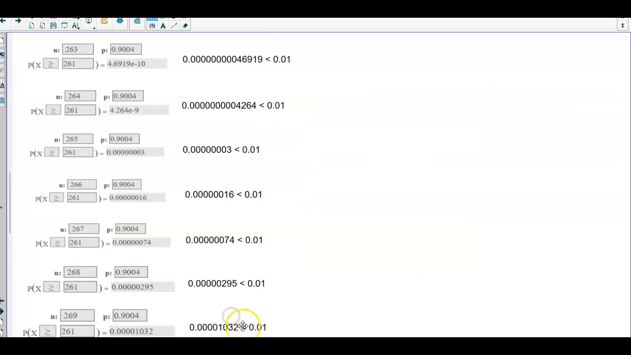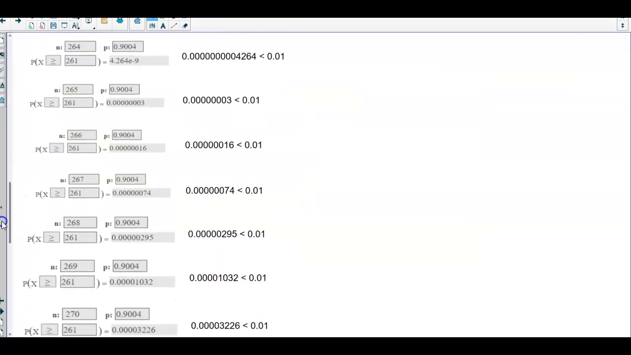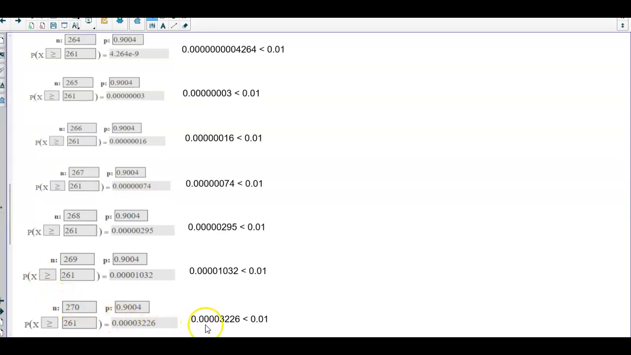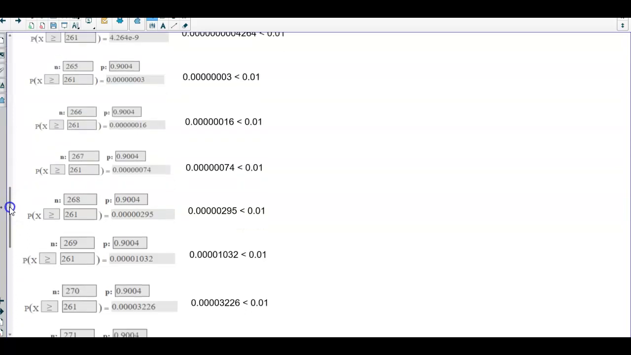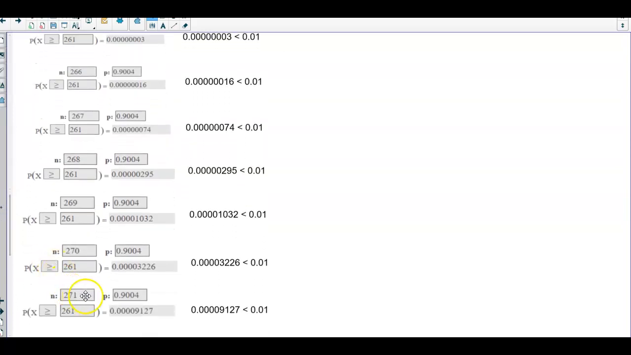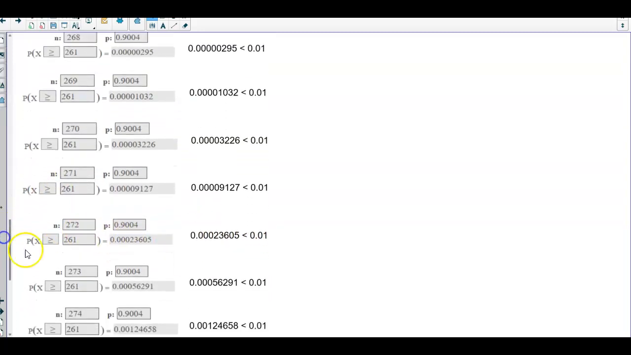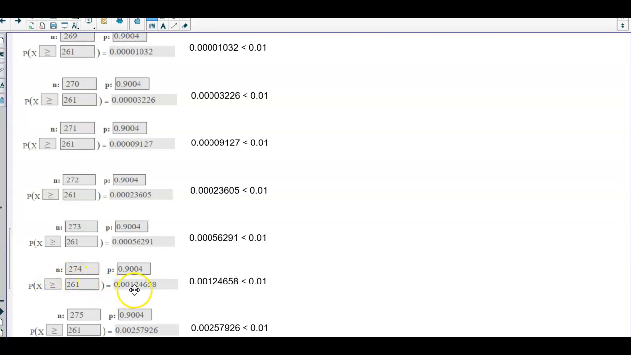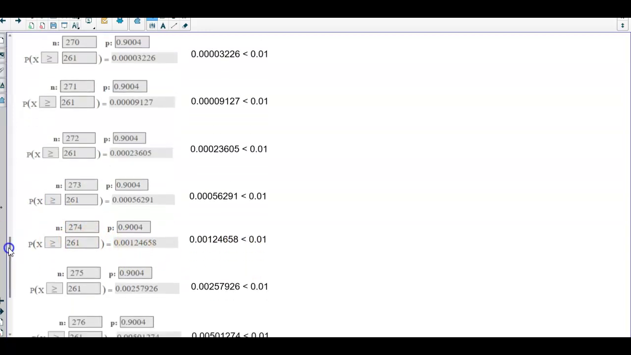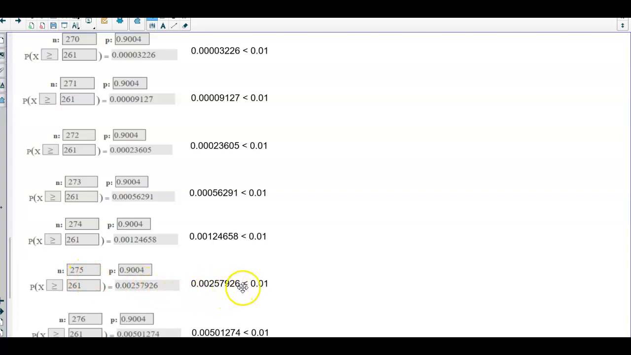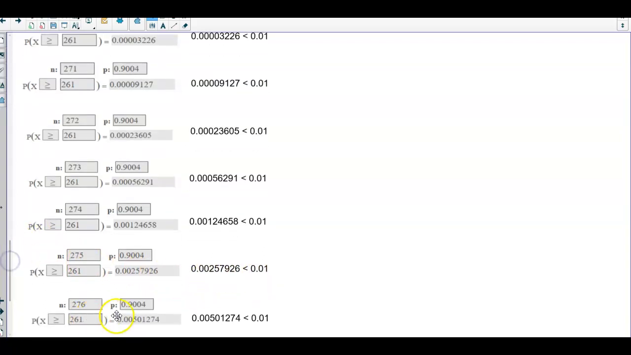You can see that probability is still below 1%. If we put in 270, there's the probability, and that number is still less than 1%. Next, if we put in this value, again you can see this number is still below 1%. If we put in 272, this number is still below 1%. If we put in 273, it's still below 1%. Put in 274, this value is still below 1%. 275, this number is still less than 1%. 276, this number is still below 1%.